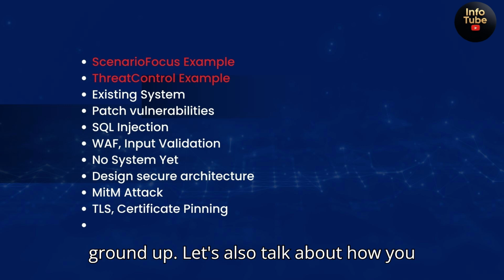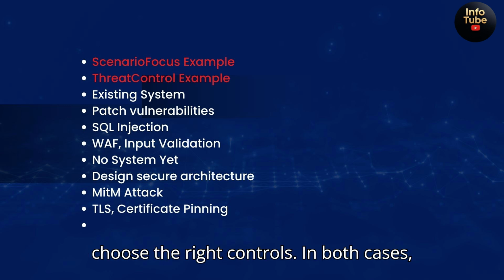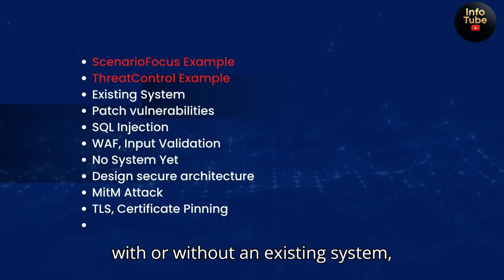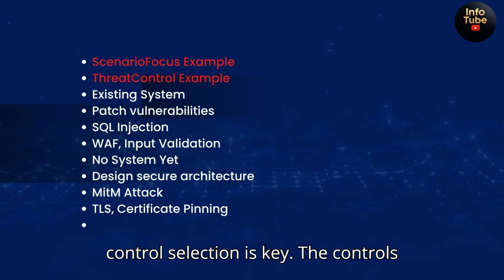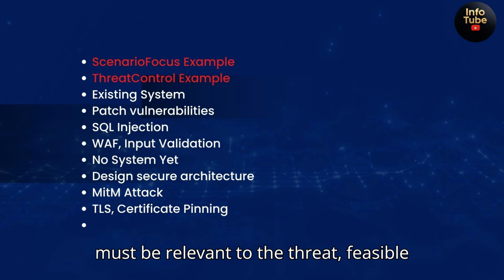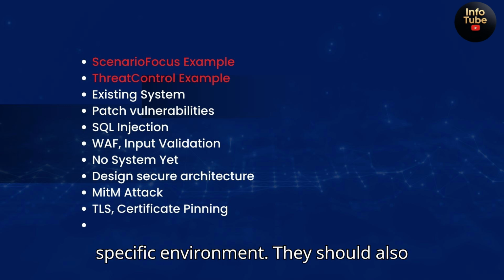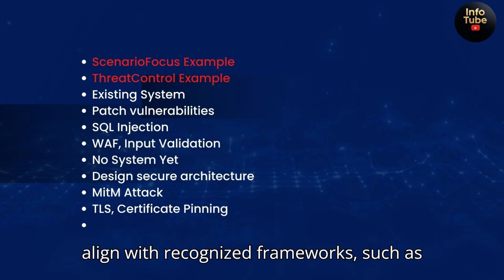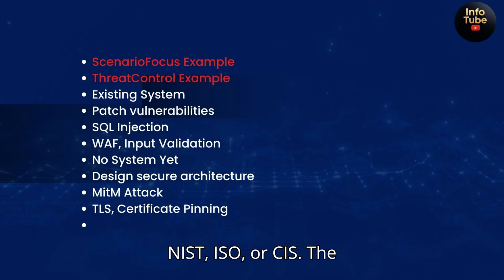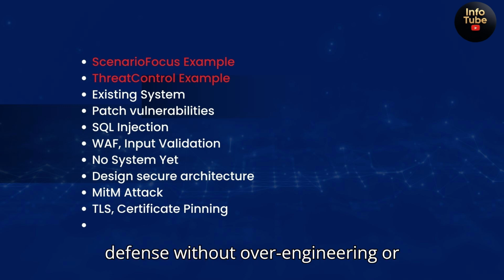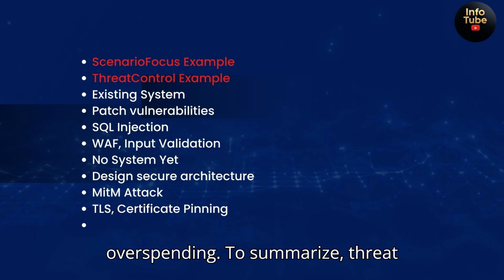Let's also talk about how you choose the right controls. In both cases, with or without an existing system, control selection is key. The controls must be relevant to the threat, feasible to implement, and effective in your specific environment. They should also align with recognized frameworks, such as NIST, ISO, or CIS. The idea is to apply the right level of defense without over-engineering or overspending.